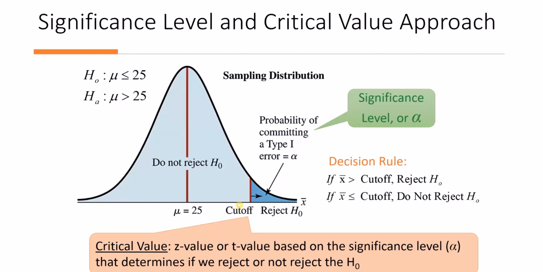Here is our cutoff value, and this region is alpha. This is the region where we will reject our null hypothesis. So if our test statistic is greater than our critical value, we reject. The alpha in this case is the probability of committing a type 1 error. Whether it's a Z or a T value, based on the significance level, this is what determines if we're going to reject or not reject the null hypothesis.